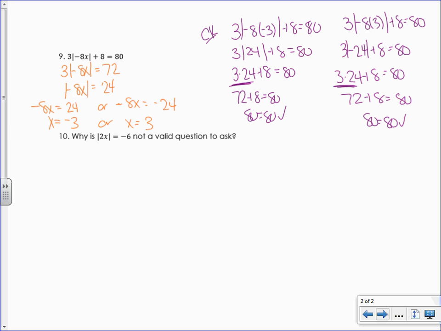And now the easy one. Why is that not a valid question to ask? Because an absolute value can never be equal to a negative number. And that's all you have to write. An absolute value can never be negative.